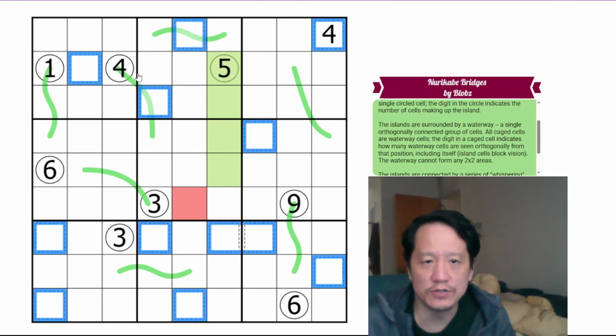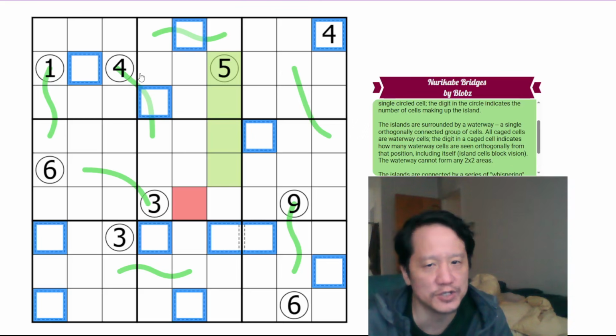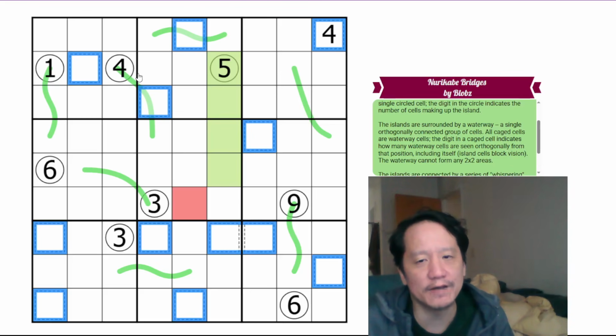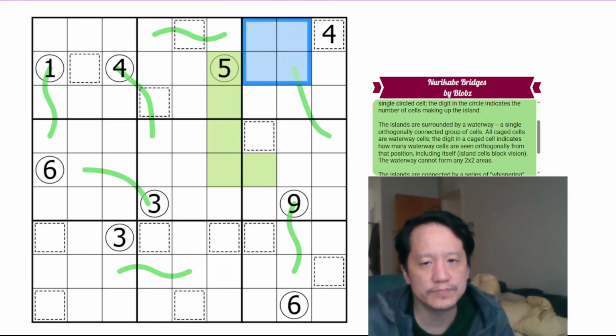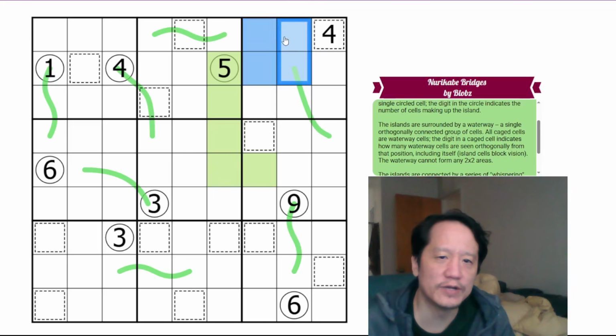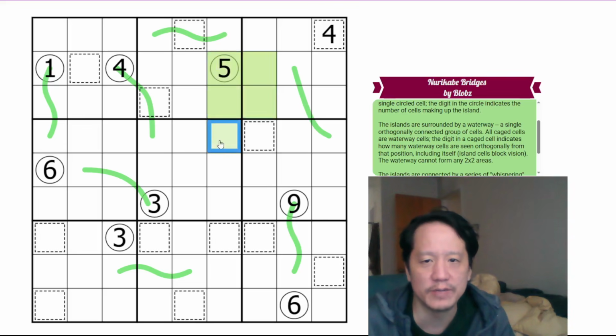All caged cells are waterway cells, and a digit in a caged cell indicates how many waterway cells are seen orthogonally from that position, including itself. Island cells block vision, and the waterway cannot form any 2x2 areas. So you can't have a 2x2 area of all water. So this is not allowed here, because this is a 2x2 area that's all water. You can have a 2x2 area that's all land, though. So keep that in mind.